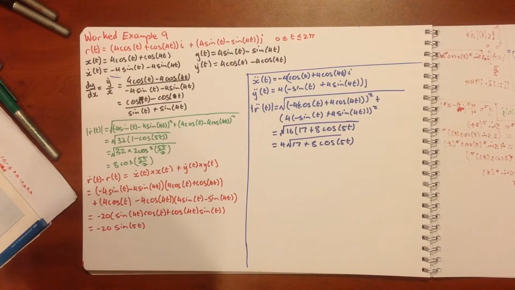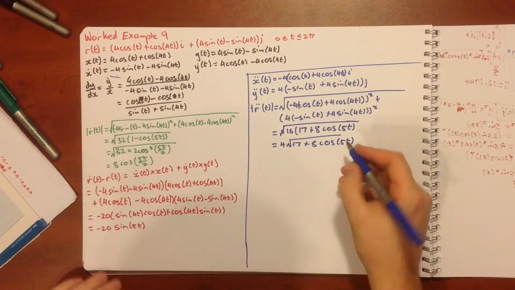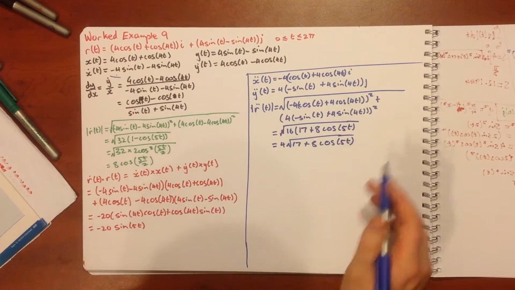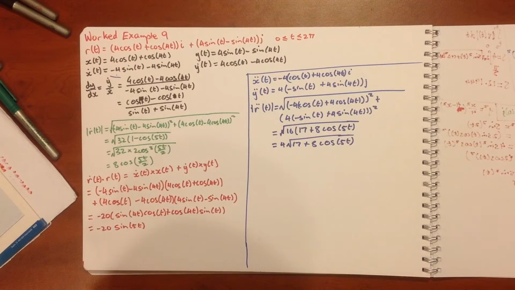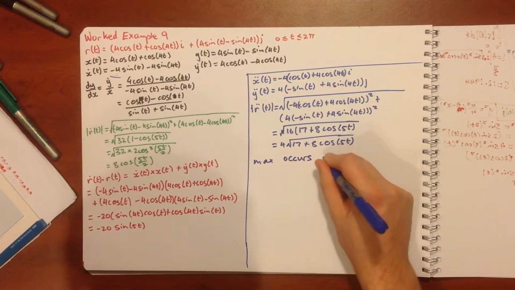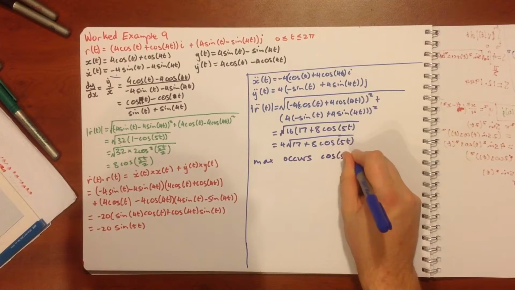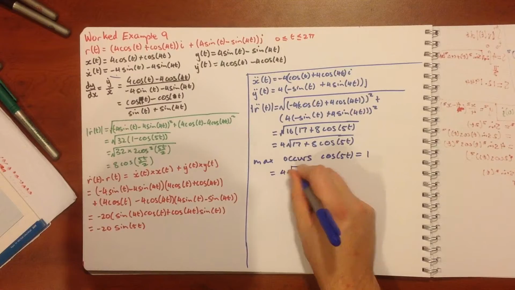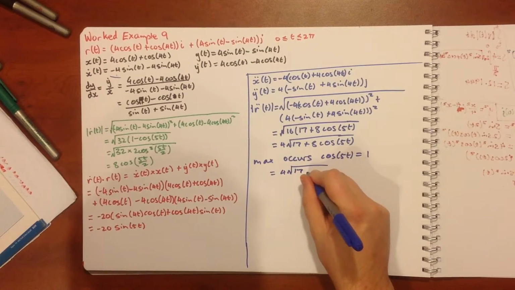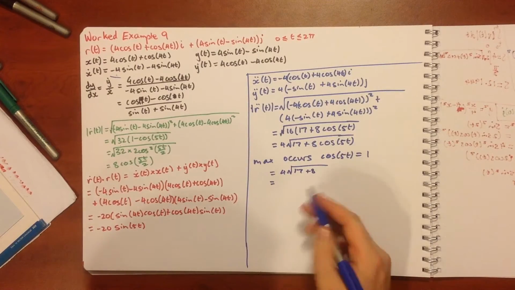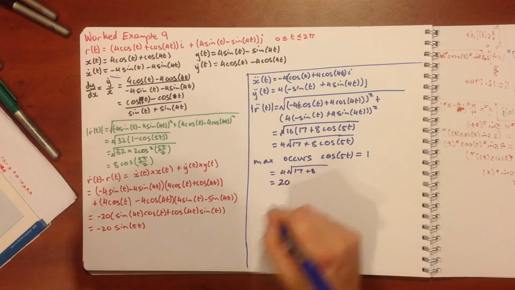So the maximum value occurs when our cos of 5t equals 1. Again, we're not actually caring about what time it happens at, we just want to know what the maximum value is. So our max occurs when cos of 5t equals 1, so that's going to be 4 times the square root of 17 plus 8, which, 17 plus 8 is 25, so 4 times 5 is 20.